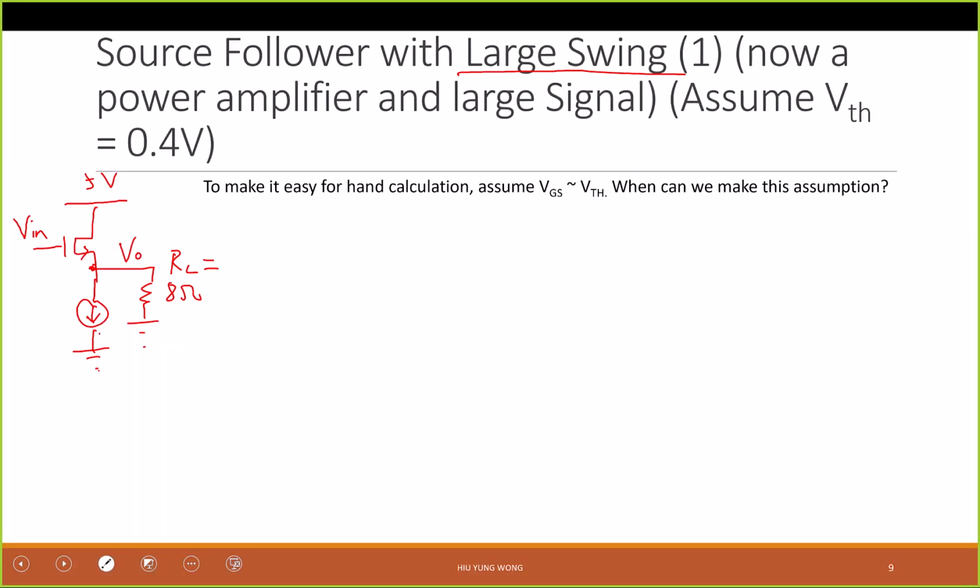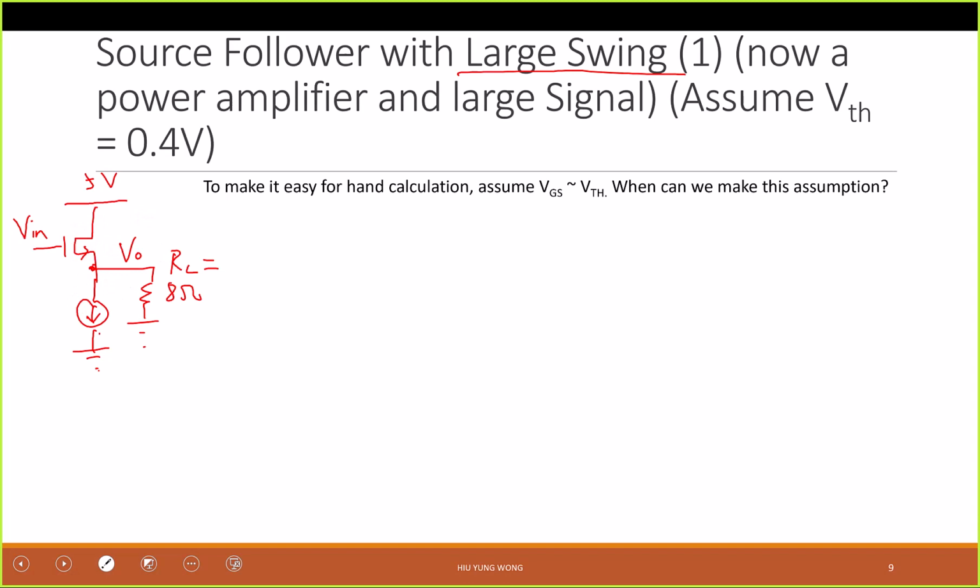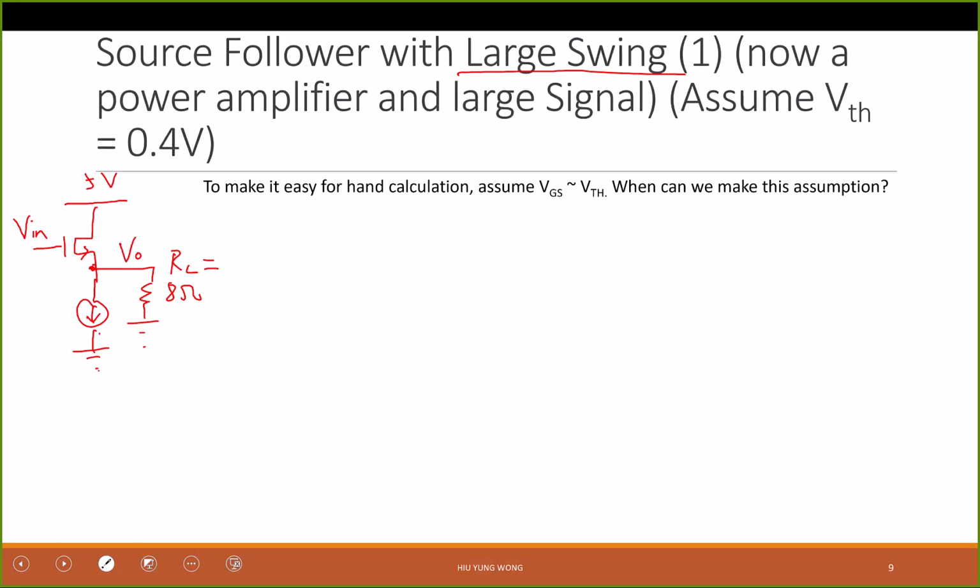But now in this case, we actually want to apply a large swing, maybe from -1 volt to 4 volts. That is a big swing. In that case, we cannot linearize the circuit anymore. We really need to solve the KCL, KVL, and use the transistor equation, which is pretty lengthy, okay? But we are going to make an assumption. We assume the VGS is almost equal to VTH, meaning that there's almost no overdrive.